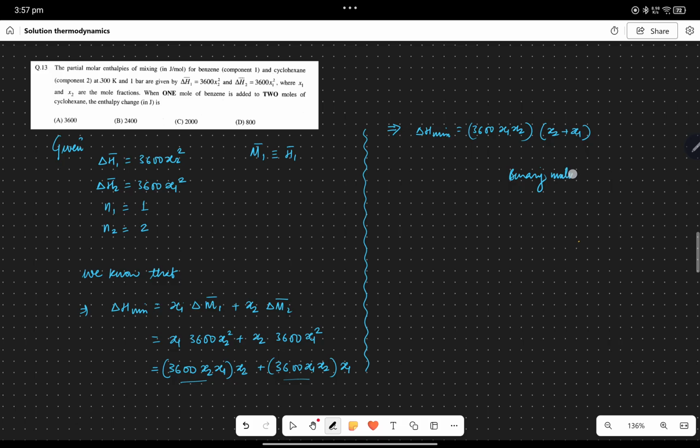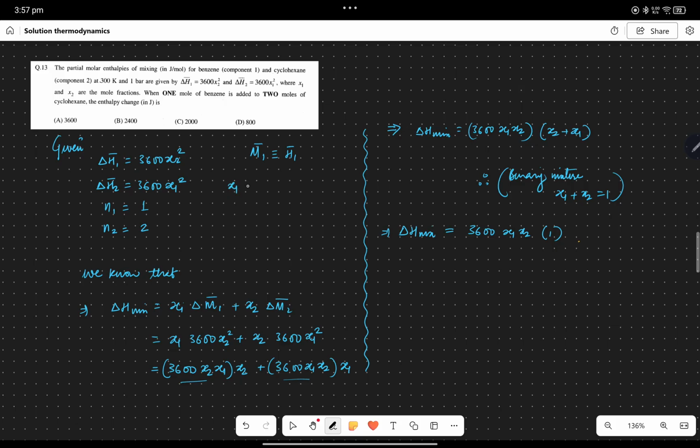And as we know that we have a binary mixture, that means x1 plus x2 is going to be 1, right? That means delta H mix is equal to 3600 x1 x2, since x2 plus x1 is 1. So now you have to put in x1 and x2, which are nothing but the mole fractions. x1 is the mole fraction of benzene and x2 is the mole fraction of cyclohexane.